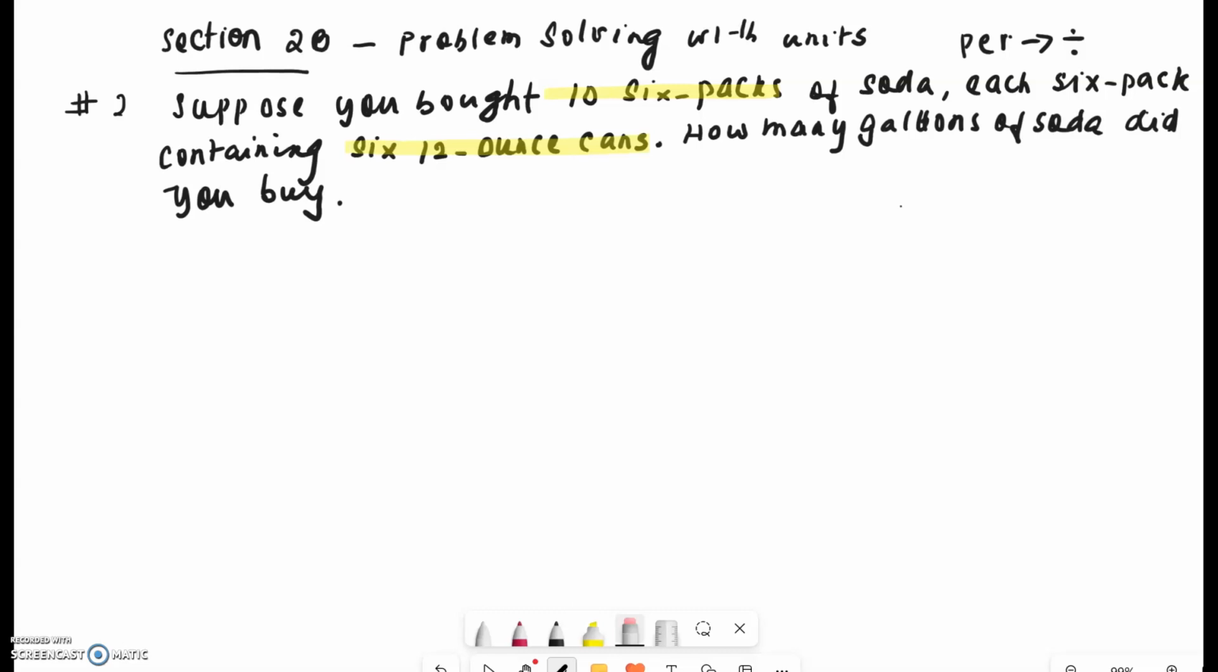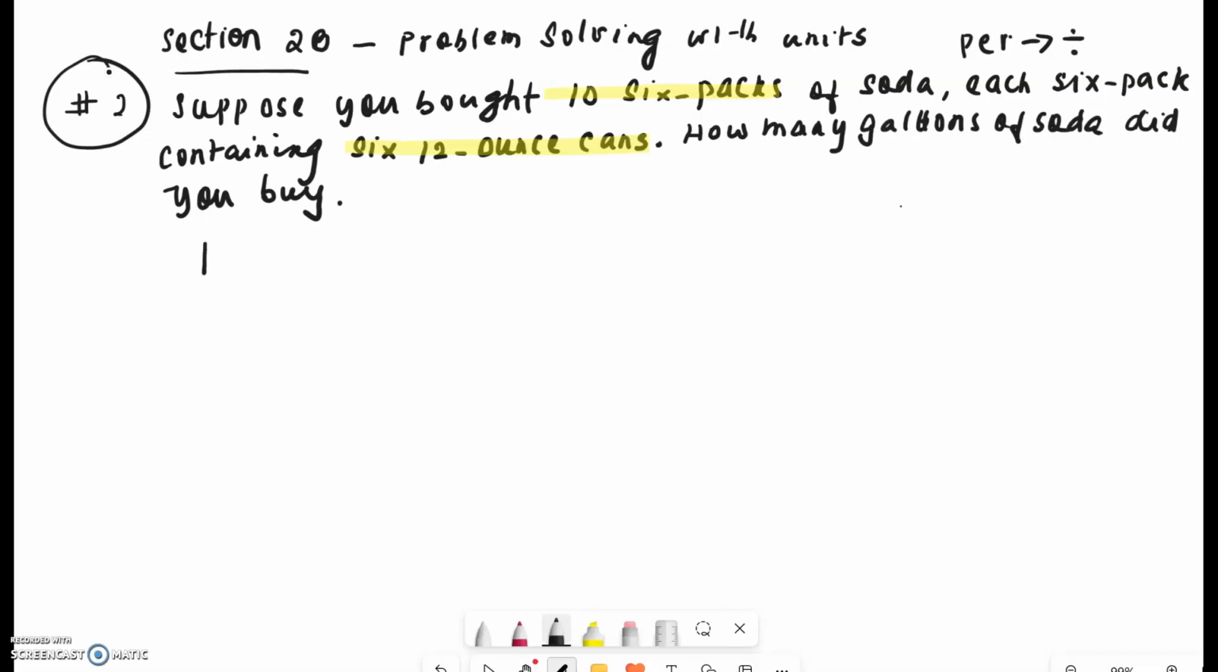This is problem number 2 in section 2B, problem solving with units. Let's read the question first. We have problem number 2, and this was solved only partially in the class videos, so I'm just doing this problem once again. Suppose you bought 10 6-packs of soda.